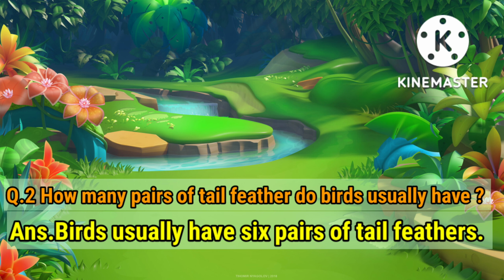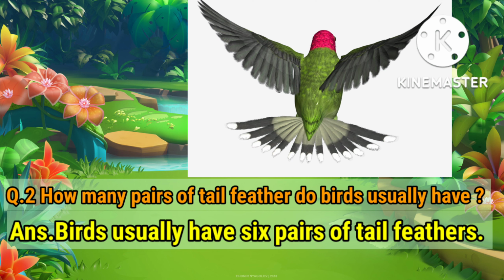Okay, next question is question number 2. How many pairs of tail feathers do birds usually have? Answer. Birds usually have 6 pairs of tail feathers. Only 6 pairs of tail feathers. Understand? Okay, students?